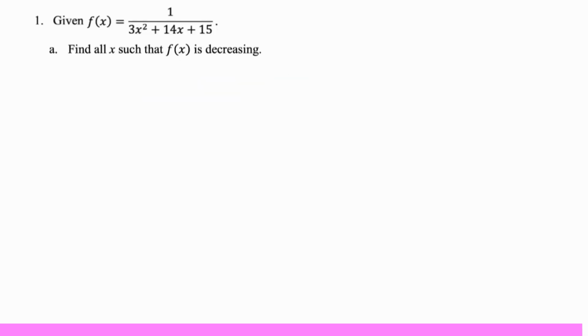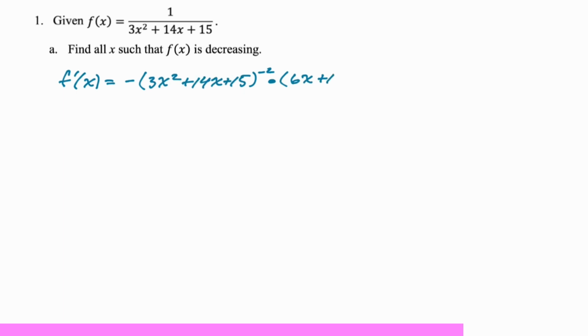Number 1, we are given that f of x is 1 over the quantity 3x squared plus 14x plus 15. We want to find all x such that f of x is decreasing. First I'm going to rewrite this as that thing to the negative first so that I can just chain rule it. So f prime is going to be negative 1, and then that thing, which is 3x squared plus 14x plus 15, to the negative second, and then times the derivative of that thing, which is 6x plus 14.